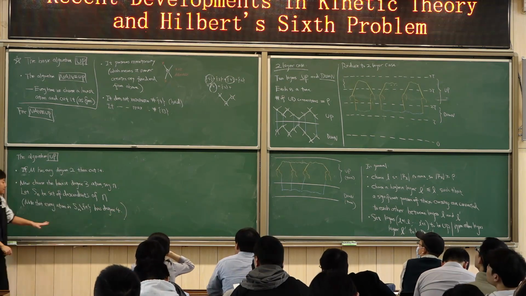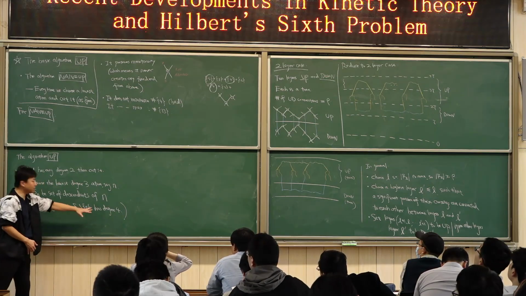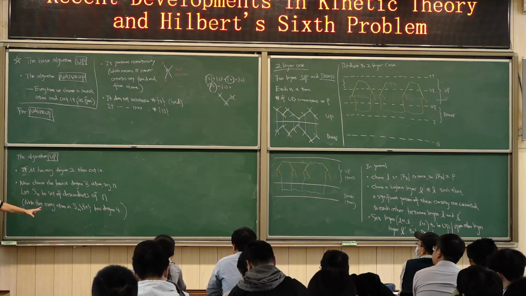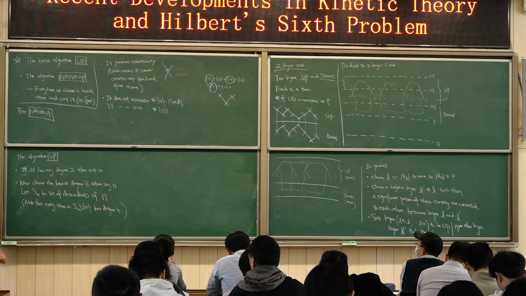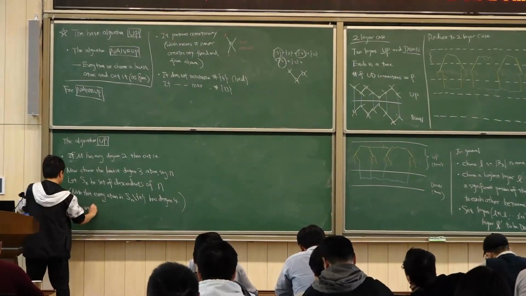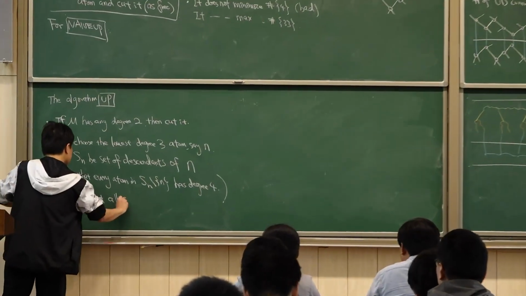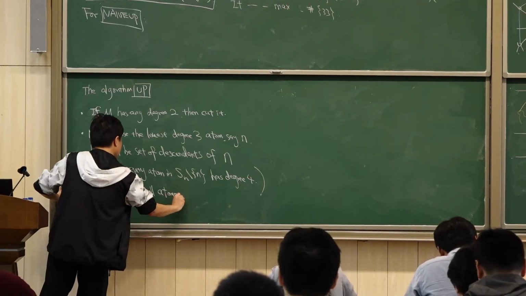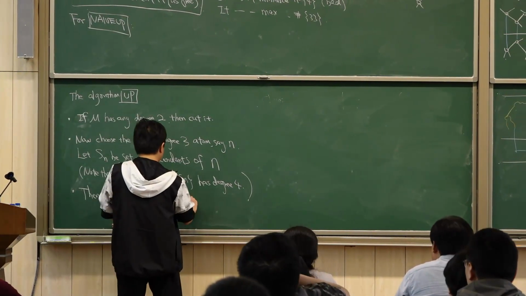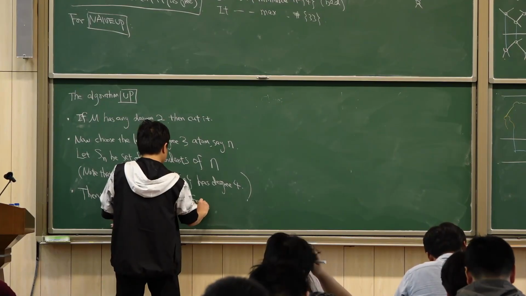The reason is, if there's anything in Sn minus n not degree 4, it will be degree 3, and then n will not be lowest. There will be something lower than n. And then we cut all atoms in Sn, starting from n, from high to low.